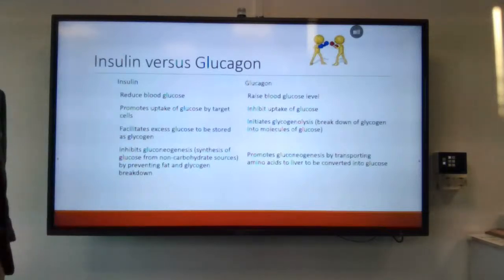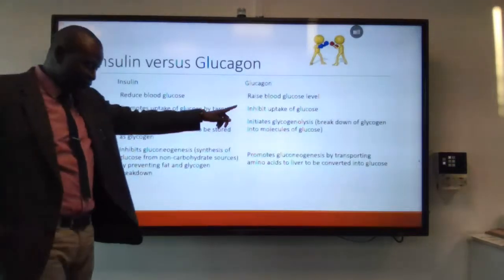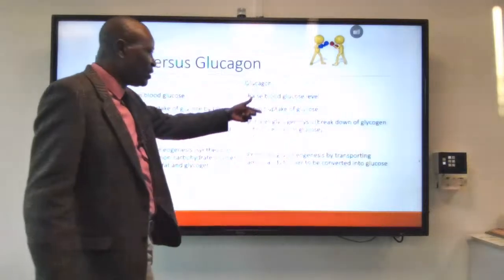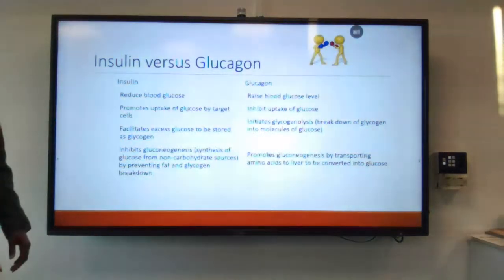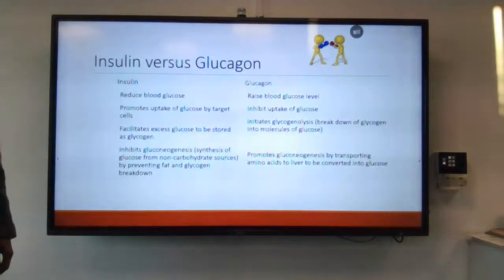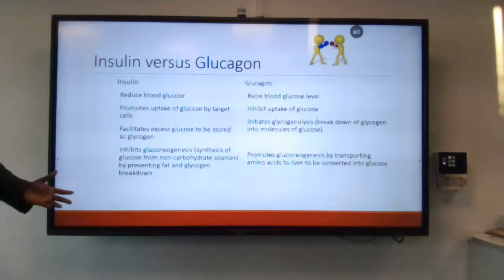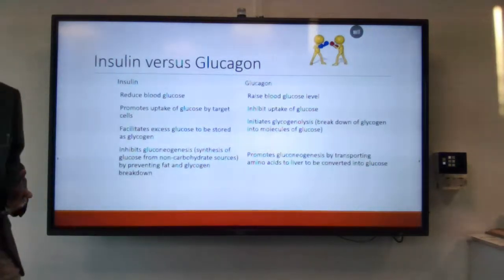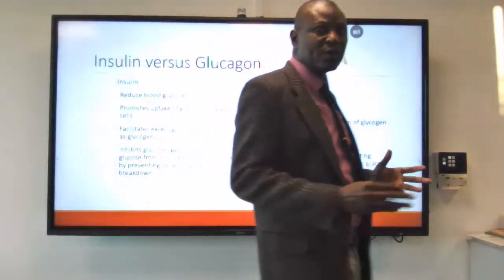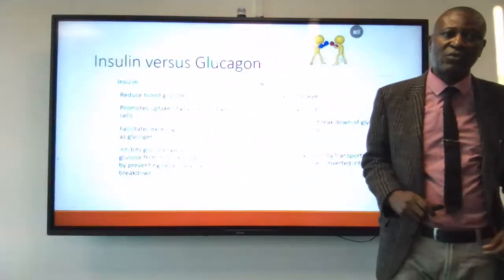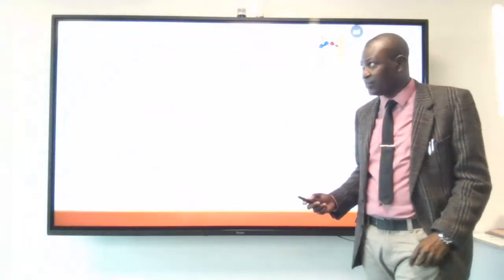Glucagon will do the opposite. It raises the blood glucose level, inhibits uptake of glucose, promotes breakdown of glycogen, and makes sure that it promotes the conversion of amino acid into glucose. So with that, if everything is okay, except when there's a problem like diabetes, things should be okay, in which case the blood glucose level will be within the normal range.